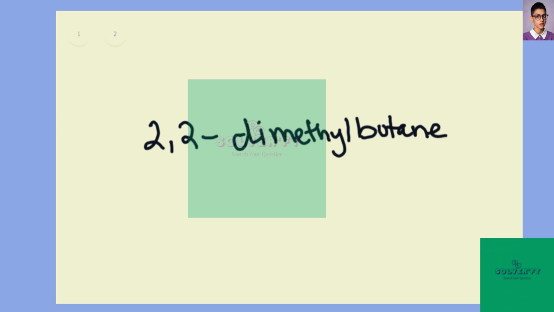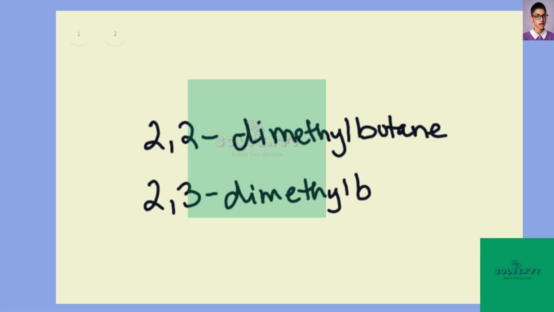And finally, again, we see that similar. We still have a 4-carbon chain, but one of the methyl groups moved. So we have 2,3-dimethylbutane. Each of these has the same number of total carbons, but because the chain number changes, that's why our name changes.